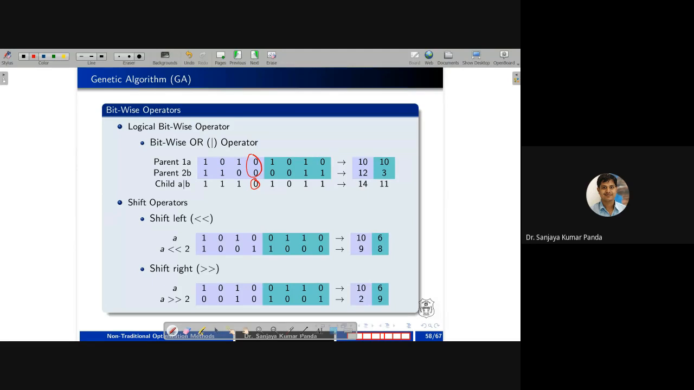Similarly, you can go for the left shift and right shift operators. Left shift operator, suppose I want to left shift by 2. So this 0 is going to come here, this 1 is going to come here, like this it will come, and the last 2 digits are regenerated as 0 or 1. Similarly, in the right shift operator case, if I right shift by 2 bits, I will get it like this, and these 2 bits are going to be regenerated. Okay.